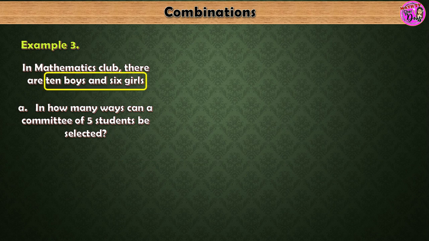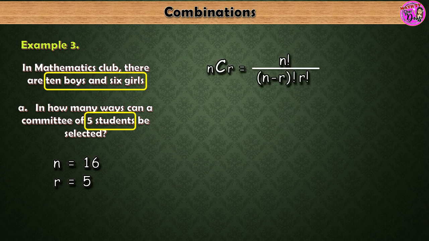We have 10 boys and 6 girls. 10 plus 6 is 16. The value of n is 16, while r is 5, because we need to select 5 students. Our formula is n factorial over quantity n minus r factorial times r factorial. Substituting the value, combination of 16 objects taken 5 at a time is equal to 16 factorial over quantity 16 minus 5 factorial times 5 factorial.